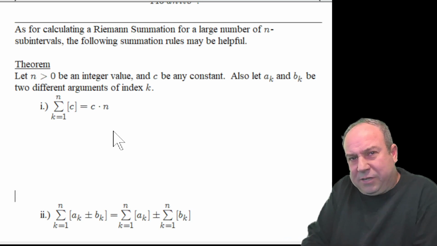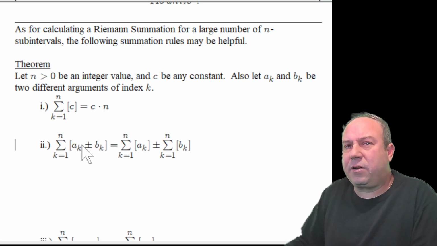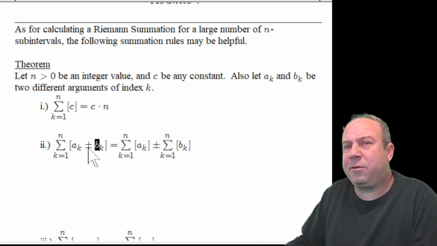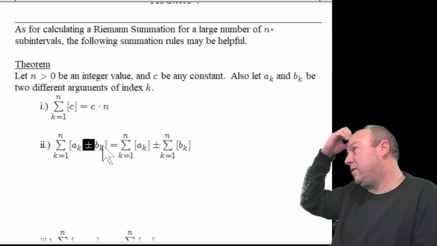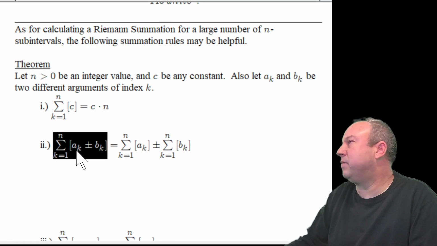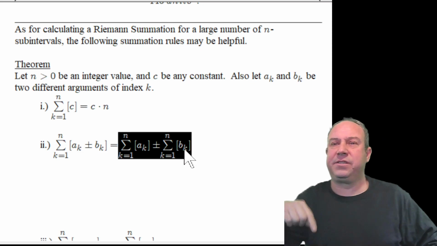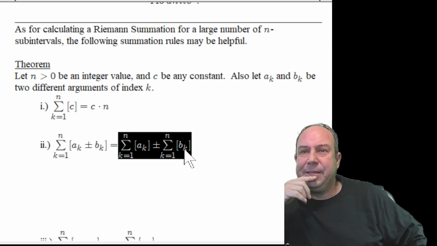Here's a second summation rule. It says basically a summation will distribute itself across a sum or difference. If you have two arguments of a summation, a sub k and b sub k, and they're being added or subtracted with one another, that summation will distribute itself across that sum or difference. And you'll end up with the sum or difference of the sums of the individual arguments. All right?